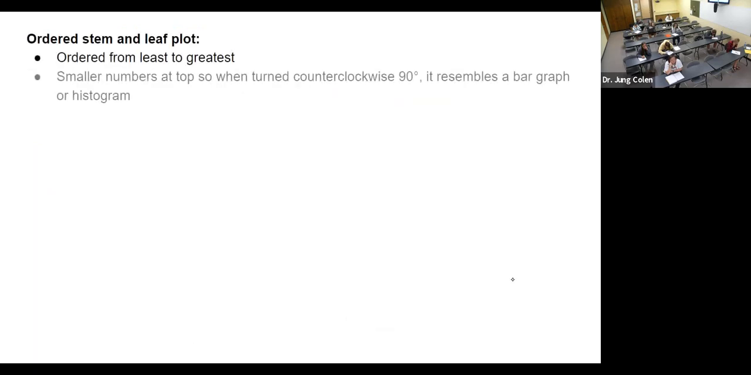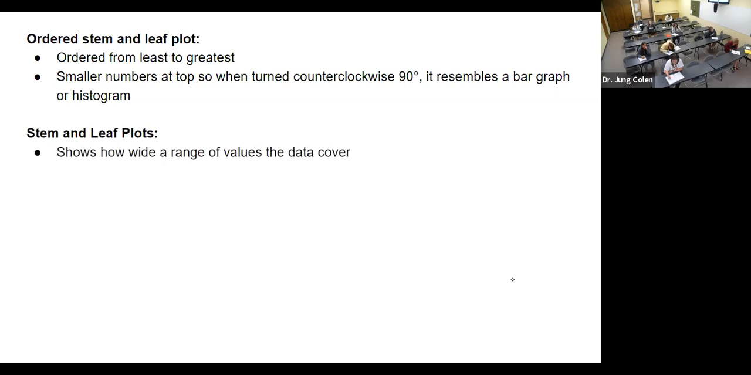So here, order the stem-and-leaf plot. You're going to put the numbers from least to greatest, because you can flip it over. Then it looks like a bar graph or histogram. Actually, it's a histogram. Okay, stem-and-leaf plots. Here are some features of the stem-and-leaf plot.